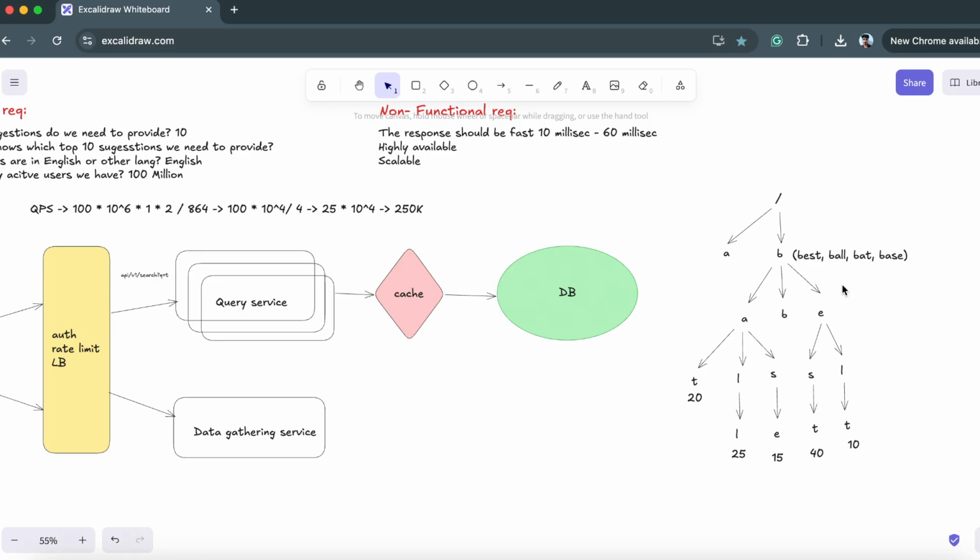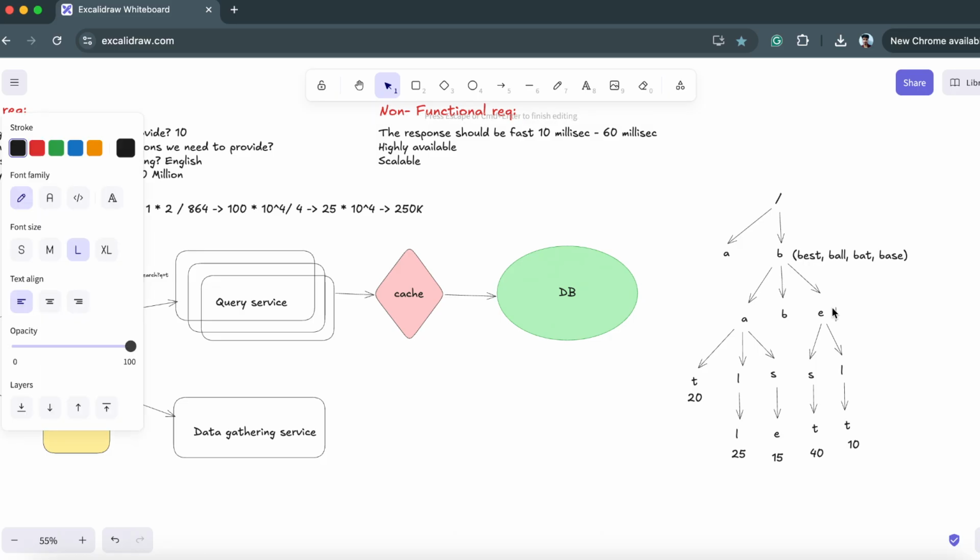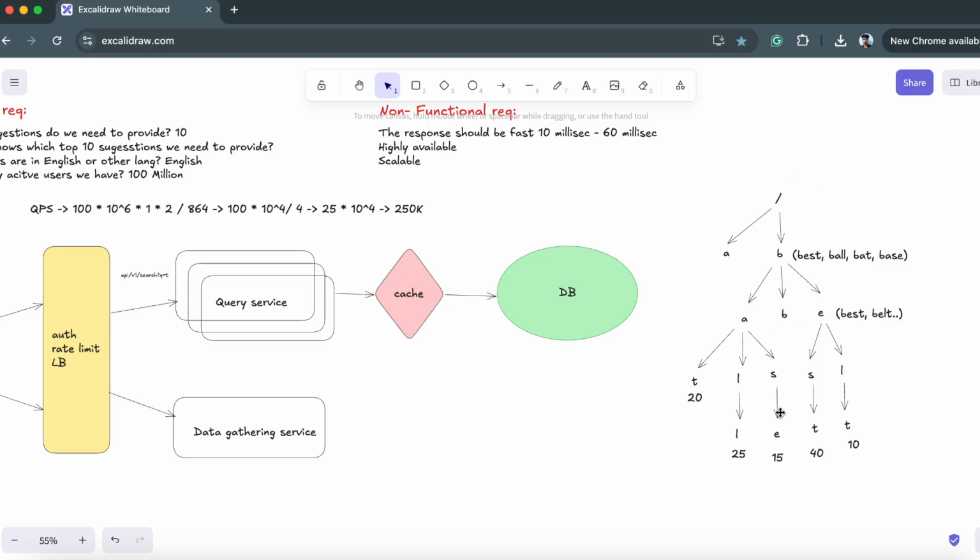Next, the moment the user types BE, we will be at this particular level. At this one also we will get the frequencies, the top four or 10 suggestions, and those will be available here. So here it is BEST, next is BELT, like that. All the top suggestions will be available at each character level. At each level we will have them, and based on that we can easily send the information back to the user. That's how we can store this information.